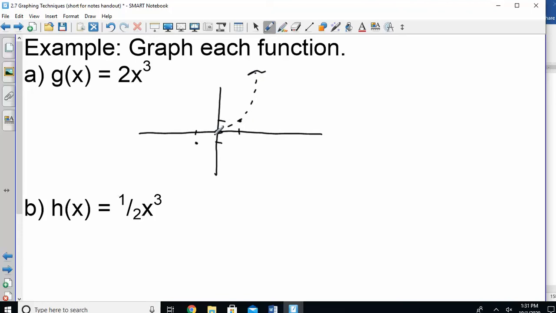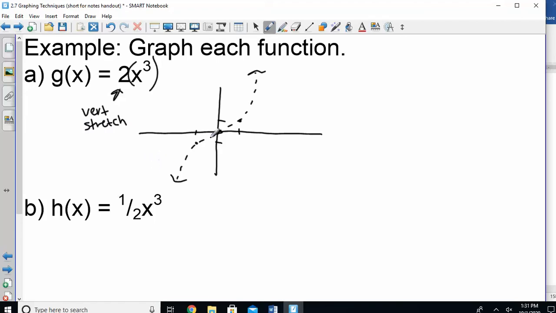I want the parent function dashed. I want to be able to tell the difference between the two. So if we all use the same notation, then you don't have to label it. This 2 is on the outside. The cube does not apply to it. We're going to take x cubed. Once I get that, then I multiply it by 2. So that is a vertical stretch. It's taking my y values times 2.